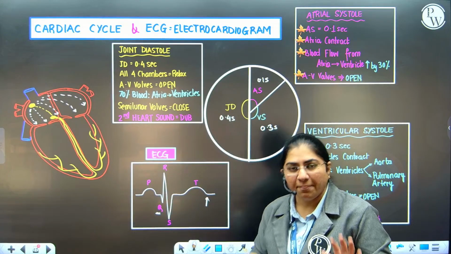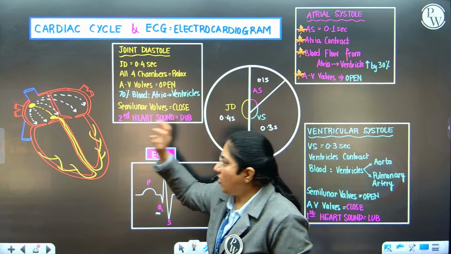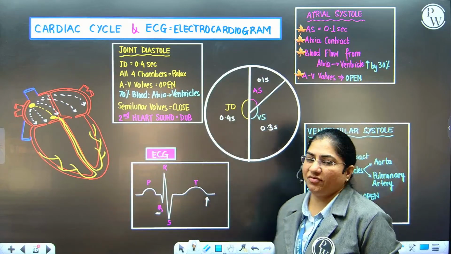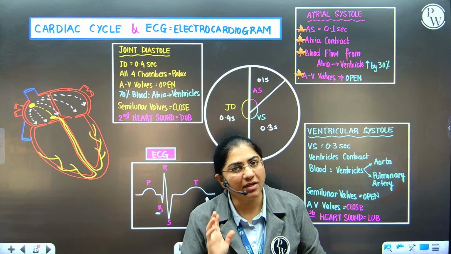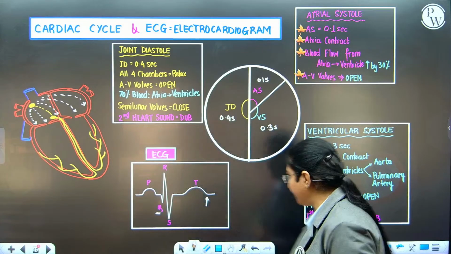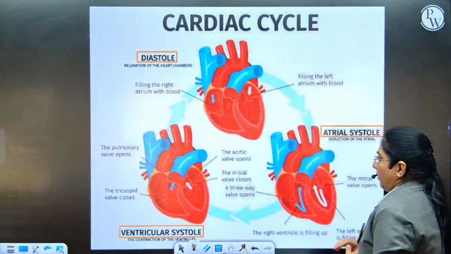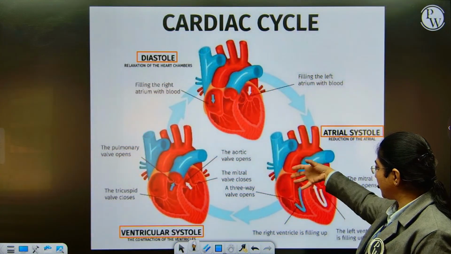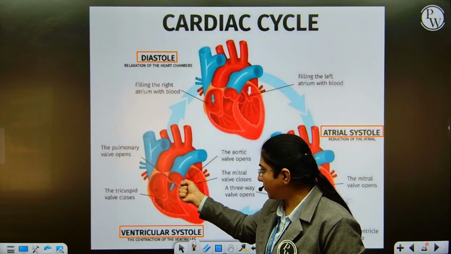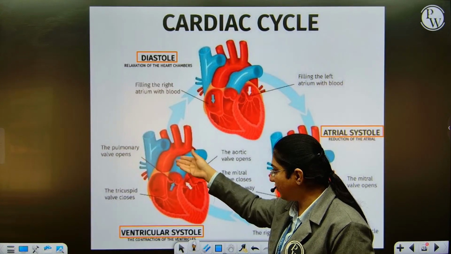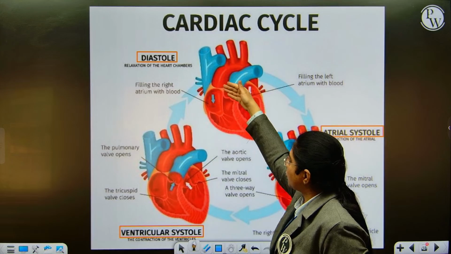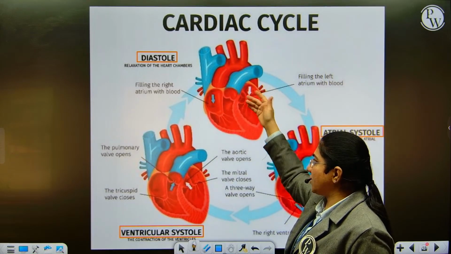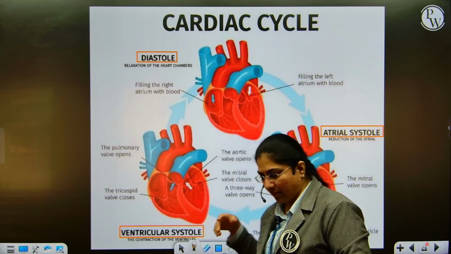Is that clear? So that's an understanding of the electrical activity of the heart depicted on ECG and the series of events occurring in the heart during one heartbeat. Is that clear? The same thing is depicted here, wherein you have atrial systole, atria contracting, then ventricular systole. When the ventricles are contracting, atria are being filled by the blood, and then joint diastole, where 70% of blood goes from the atria to the ventricles and all the four chambers are simultaneously relaxing.